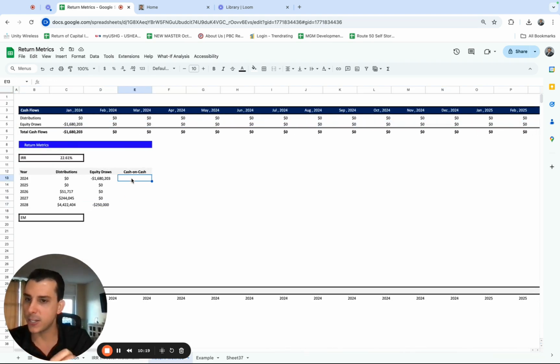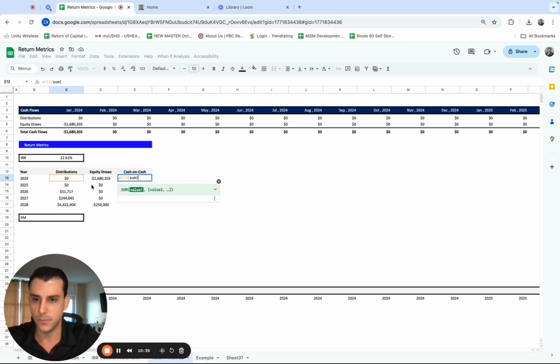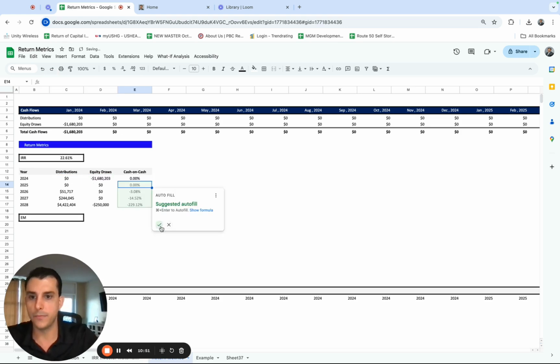Okay, so now cash on cash. What you want to do is, remember, it's every single year. So your question is, what is cash on cash for 2024? What's it for 2025? What's it for 2026? So what you want to do is you want to do this, your distributions, divided by the sum of all your equity draws up to that point in time. And I'll show you what that means in a second. Let me do this. D13. There we go. So let me drag it line by line so it makes sense.